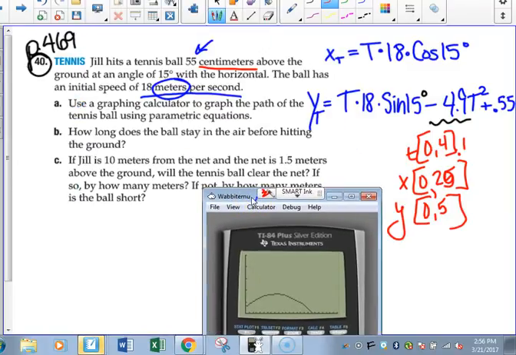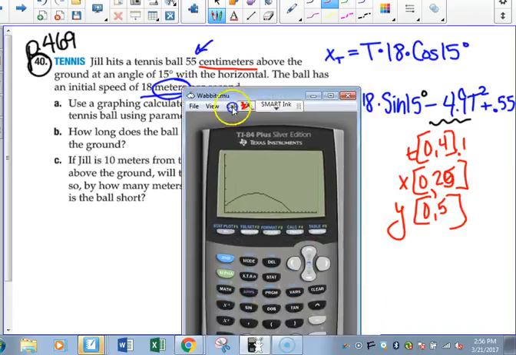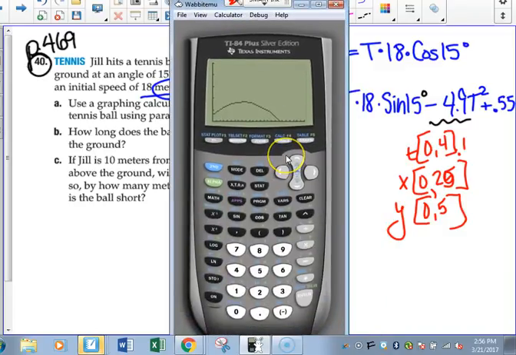A says use a graph. Yeah, we graphed it. Okay, B, how long does the ball stay in the air before hitting the ground? What do we want to do?